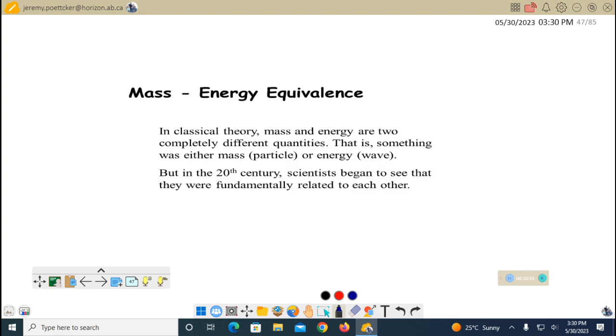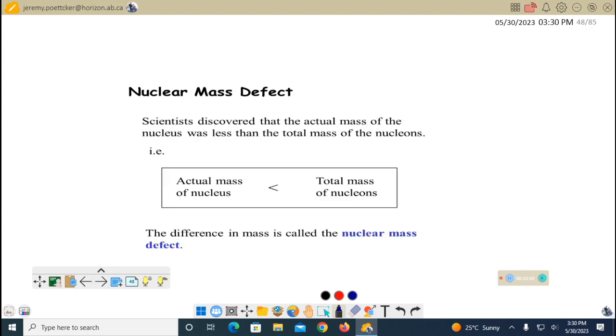Let's actually go back and take a look at that. Classical theory, mass and energy are completely different. So something either has mass or it has energy. Usually mass would be things that are particles, and energy could be thought about in waves. But in the 20th century, early on even, scientists began to see that these were fundamentally related to each other.